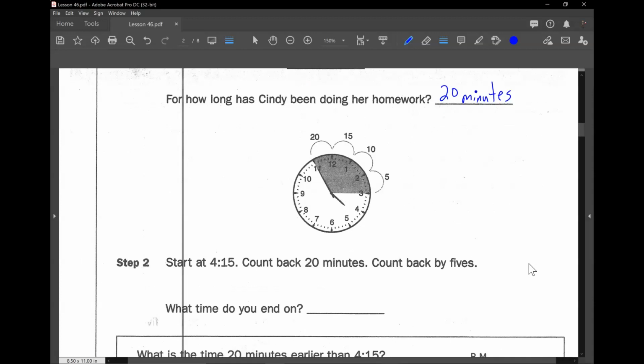Step 2. Start at 4:15, count back 20 minutes, count back by 5s. So you can see they're counting backwards by 5s. 5, 10, 15, 20. So this is what the time would look like 20 minutes ago. Okay. So what time do you end on?